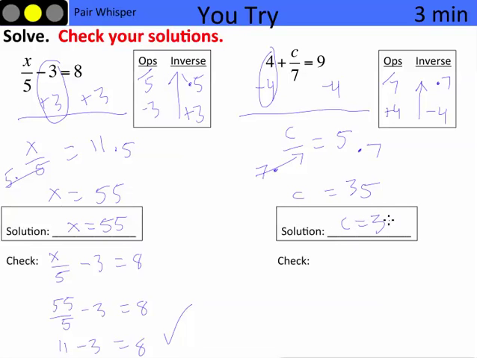If our solution is C equals 35, let's check it out with our equation. 35 divided by 7 equals 5, and 4 plus 5 is 9. So our solution is correct.